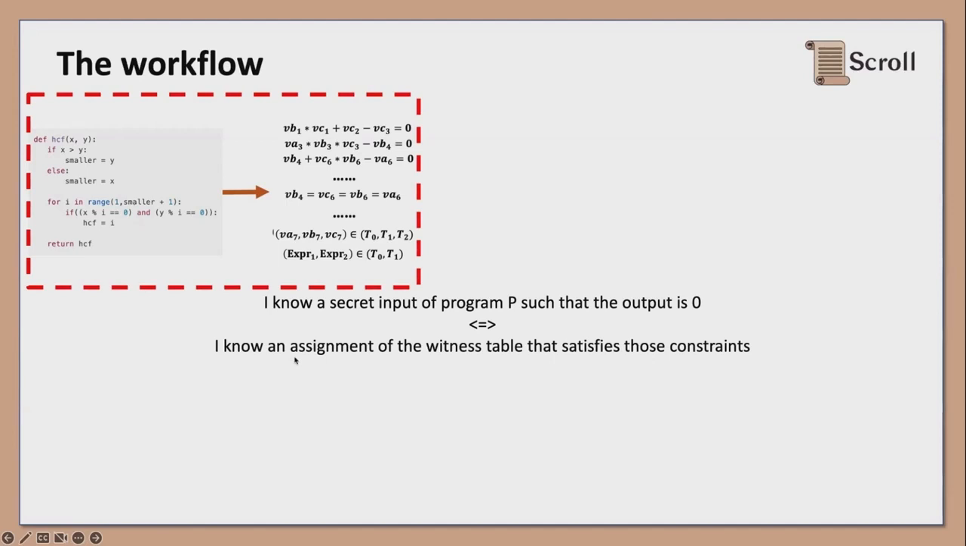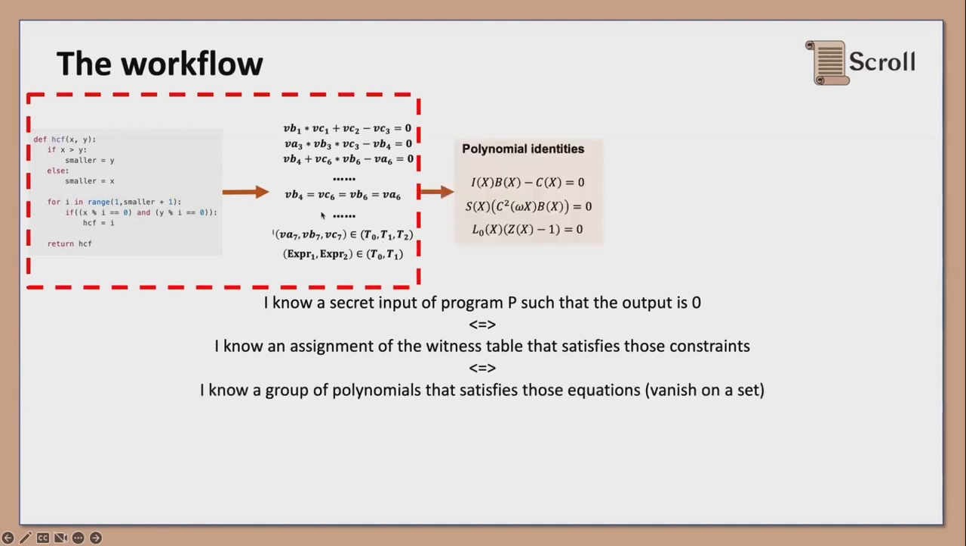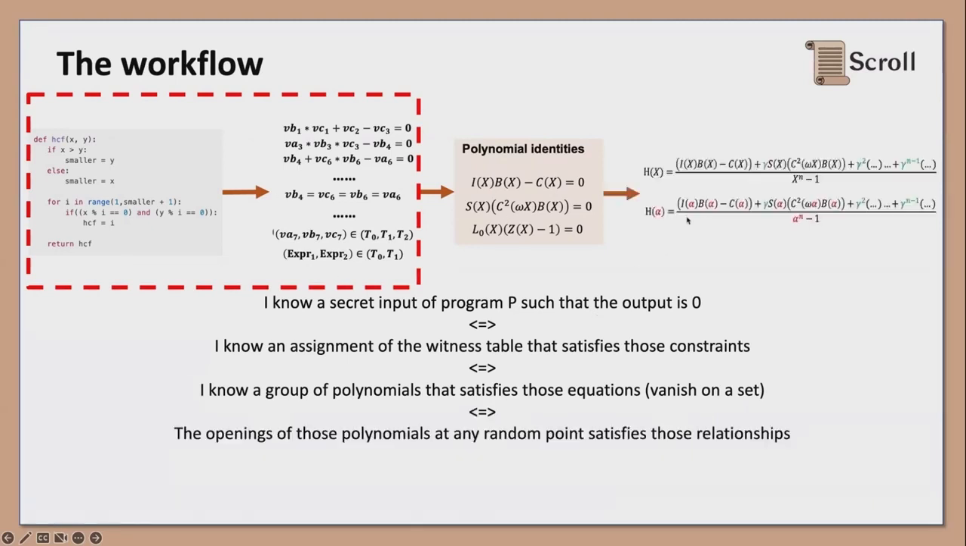So the prover needs to prove that I know an assignment for this constraint system. And then at the prover side, the prover will interpret this table into some polynomials and prove that certain relationships hold between those polynomials. So those are run by the prover after the circuit arithmetization. And finally, the prover needs to linearly combine all those polynomial identities into one polynomial that vanishes over some set.